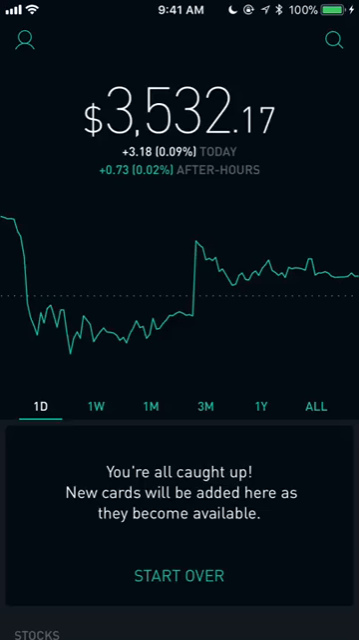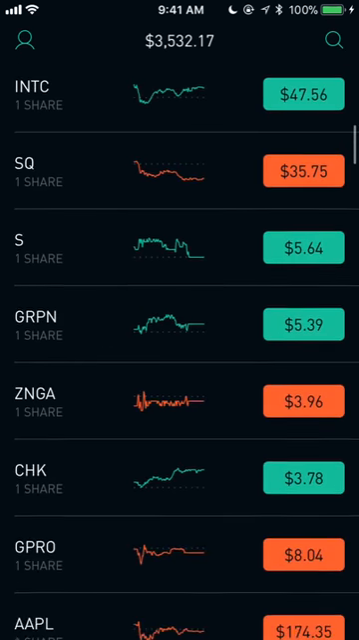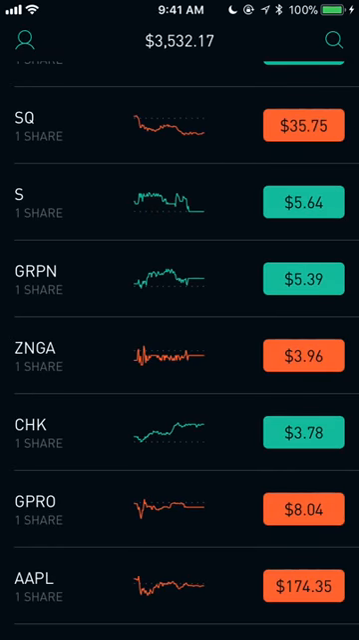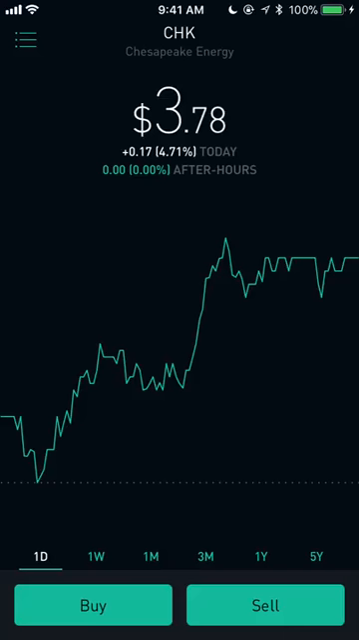But anyways, getting right into the video, I'm not really going to show you examples. I'm not actually going to buy and sell stocks right now, but I'll show you what the order types mean right on the Robinhood app. Right now it's after hours trading, so I can't actually do any of these. So I'm just going to go to a stock I don't care about.